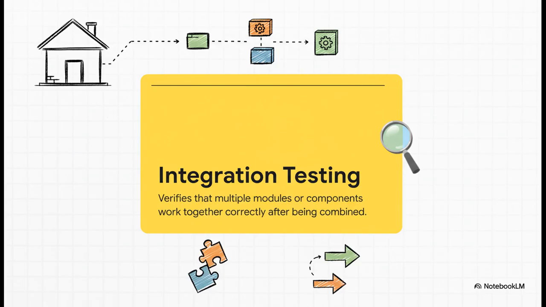Next up is integration testing. Okay, so the percentage function works, and the login function works, but what happens when a user logs in and then tries to use the percentage function? This is where we test how all those different parts talk to each other, making sure the plumbing connects to the electrical system without any leaks or sparks.